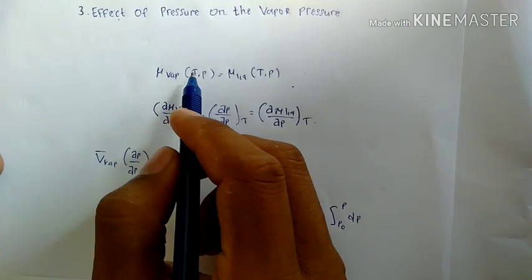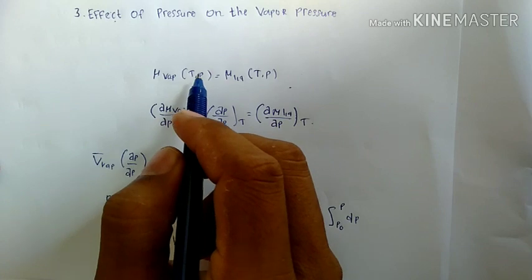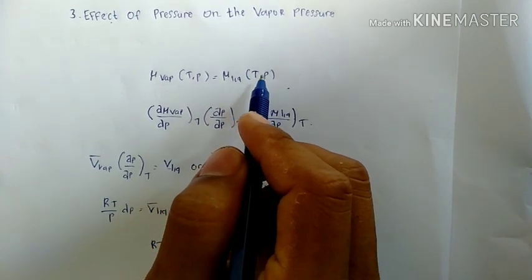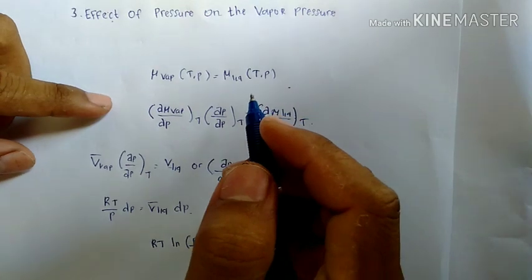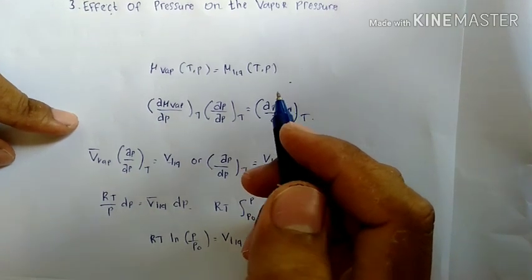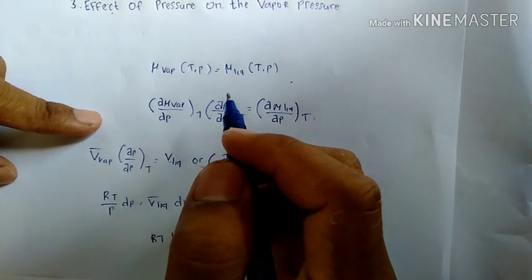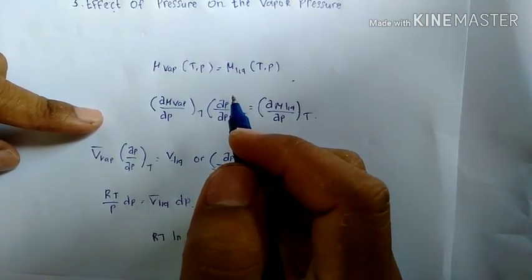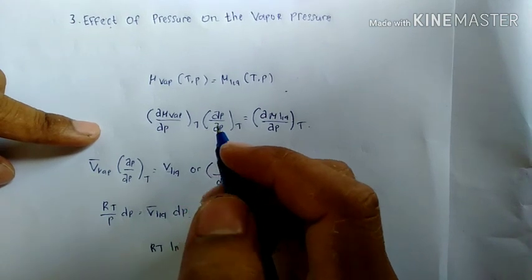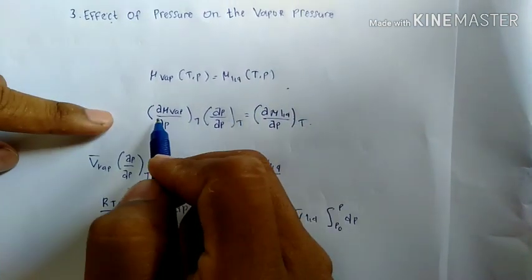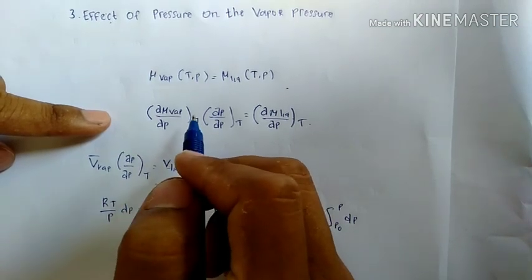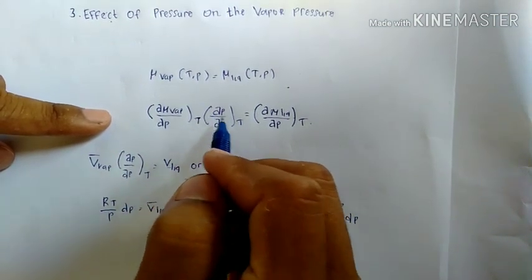As usual, the equilibrium condition is μ_liquid(T,P) equals μ_vapor(T,p). At constant temperature, this equation implies that p equals f(P). To discover the functionality, differentiate with respect to P, keeping T constant: dμ_vapor/dP at T, dp/dP at T, equals dμ_liquid/dP at T.